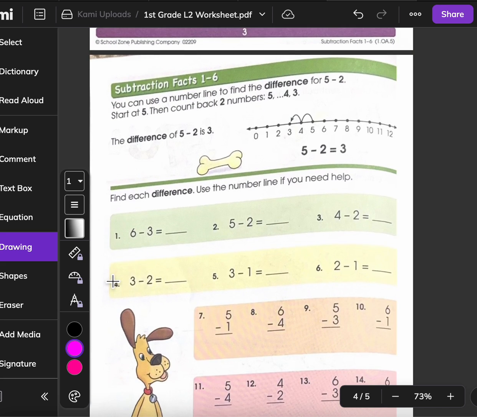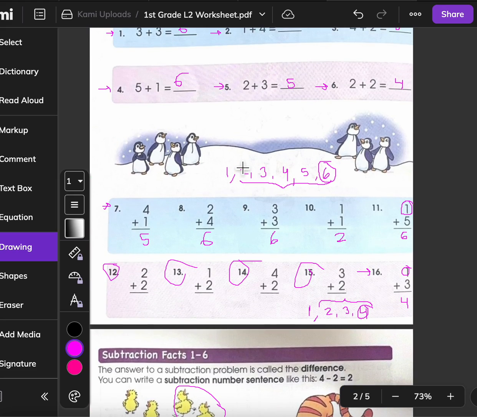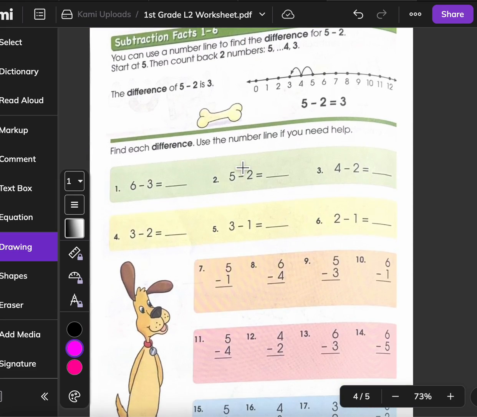And then last page, this is a part of another subtraction fact. So just like how we use the number line to solve for addition problems, here we're going to use the number line to solve for subtraction problems. Instead of going to the right, because it's subtraction, we're going to go backwards. We're going to go to the left when we solve. So let's go to number 1 straight off.